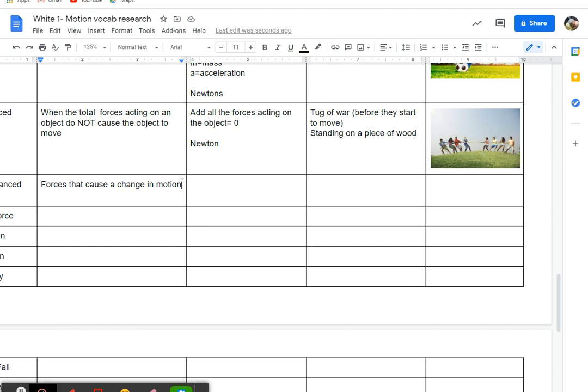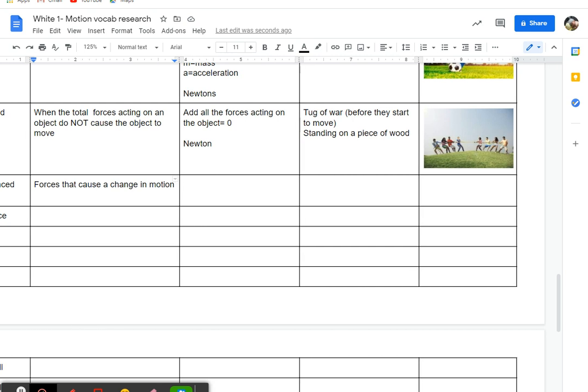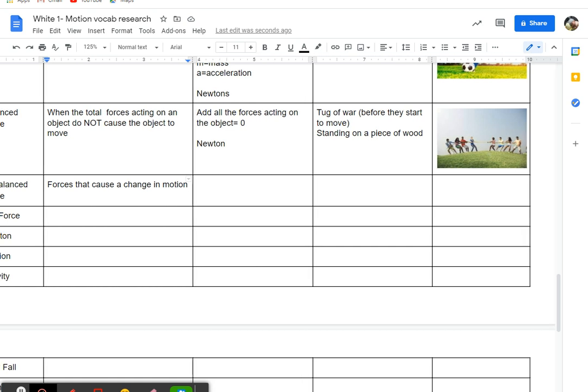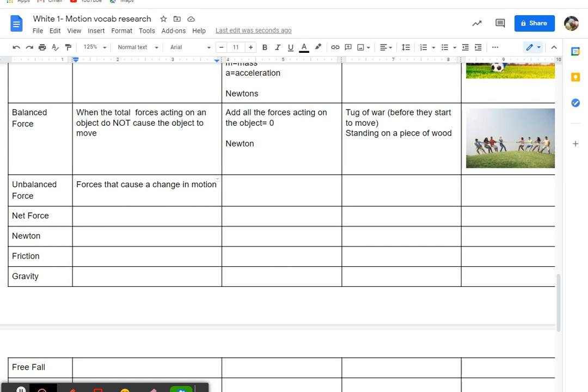Okay, so our definition for unbalanced force would be forces that cause a change in motion. So we're going to use the same formula, the same way. We're going to add them all up, and it's going to equal greater than 0 or less than 0, depending on which direction it goes.